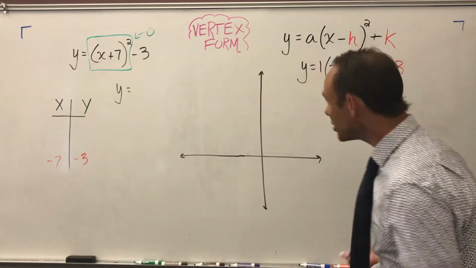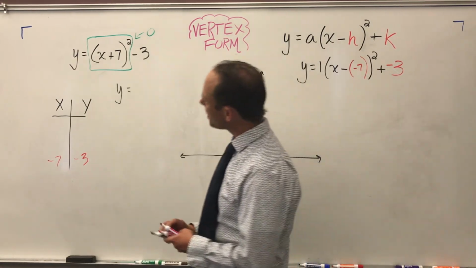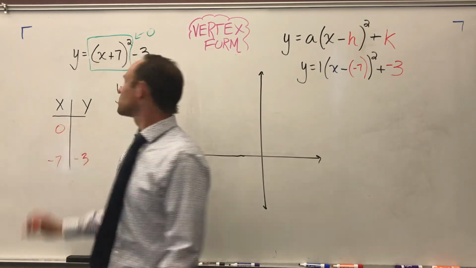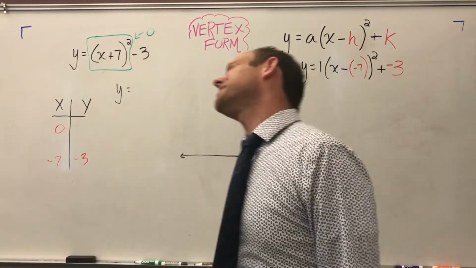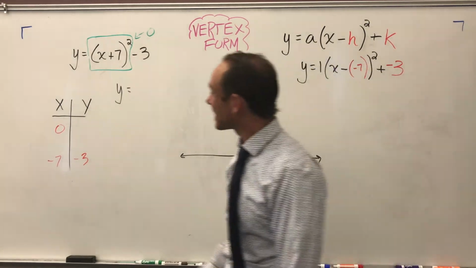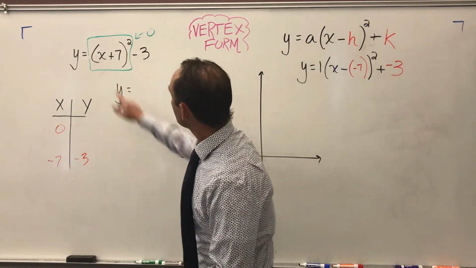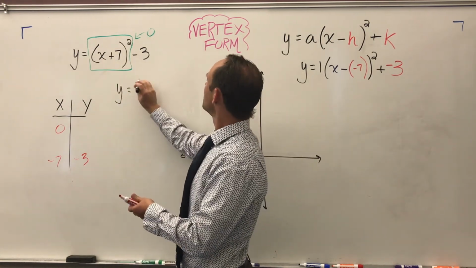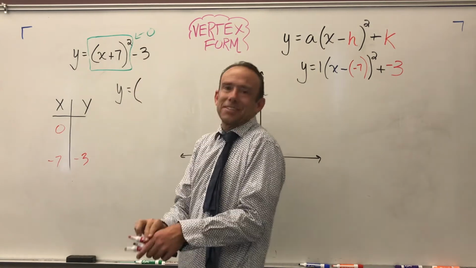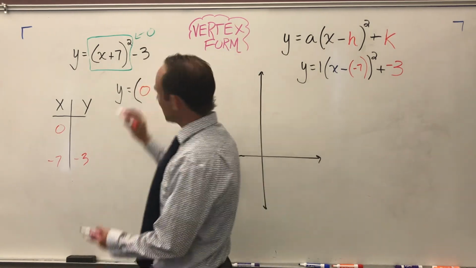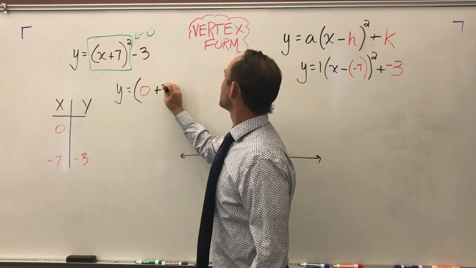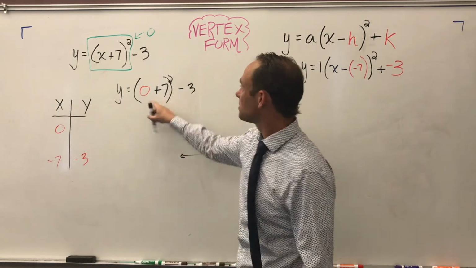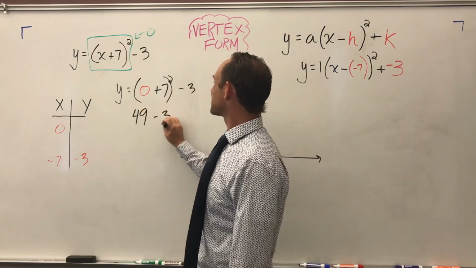And then what you could do is ask yourself, okay, my other point I want is the y-intercept. You just might be one of those people who's like, I just like finding that y-intercept. I like to go get that thing. So let's go get it. Plug 0 in for x. Oh, I've already kind of got it started here. So you got 0 plus 7 squared minus 3. That's going to be 49 minus 3.